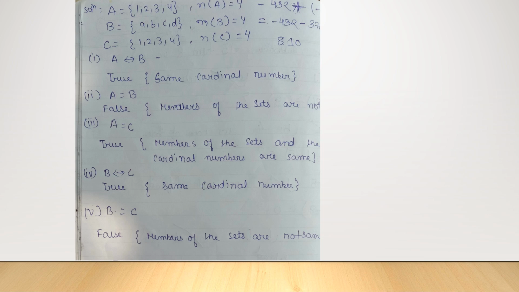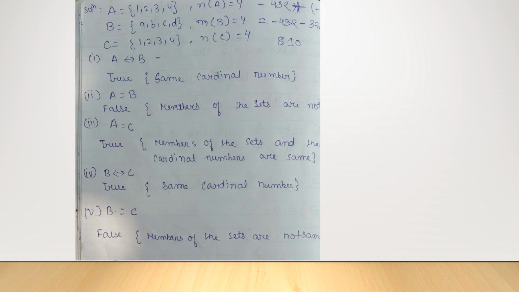So first part, A is equivalent to B. It is true because A and B are having the same cardinal number. A is equal to B. It is false because the members of A and B are different. A is equal to C. It is true because set A and set C are having the same members and the same cardinal number. B is equivalent to C. True because set B and set C are having the same cardinal numbers.